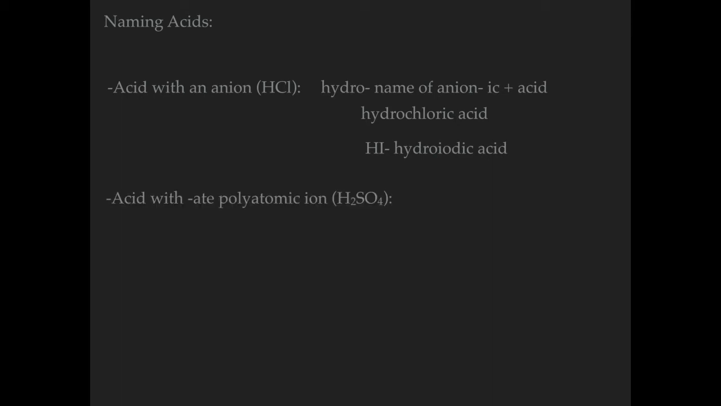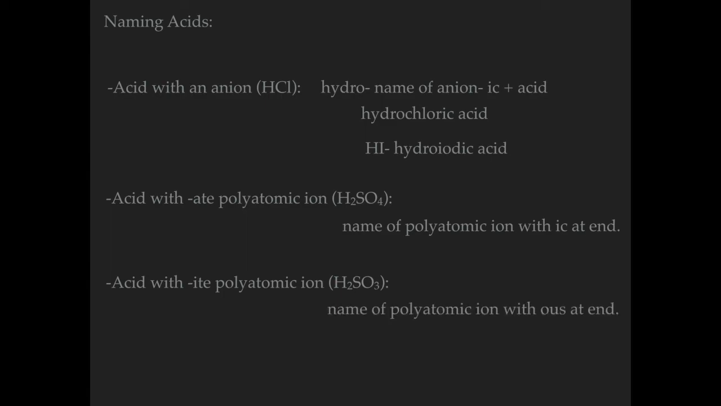Okay? If instead of just an anion, you have a polyatomic ion, which has an ate ending, so SO4 is sulfate, what you do is you simply get rid of the ending and you add ic to it, no hydro needed. So in this case, you would have sulfuric acid. If you have a polyatomic ion with ite at the end of it, then you name the polyatomic ion with ous at the end. So for example, if you have H2SO3, that would be sulfurous acid instead of sulfuric acid.